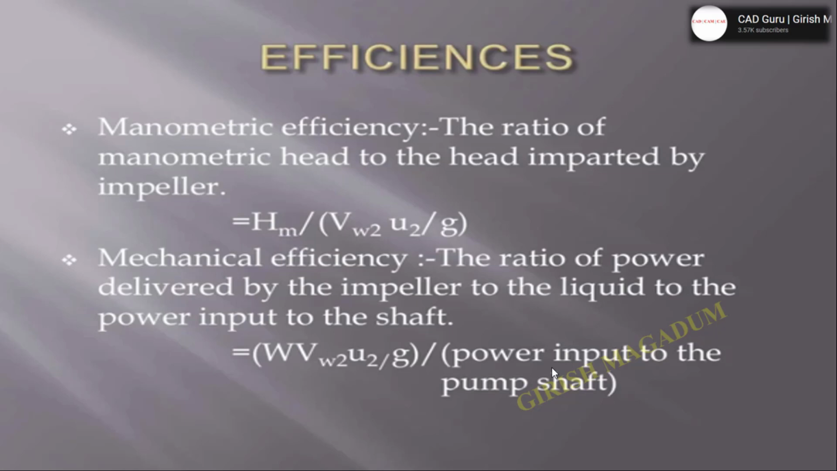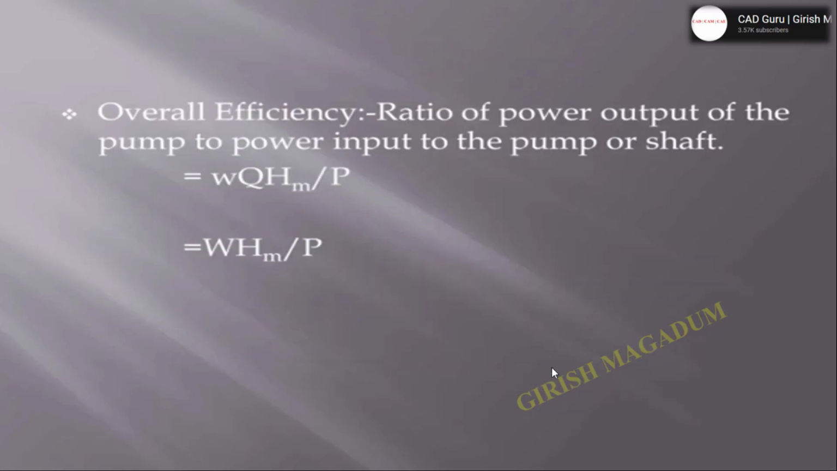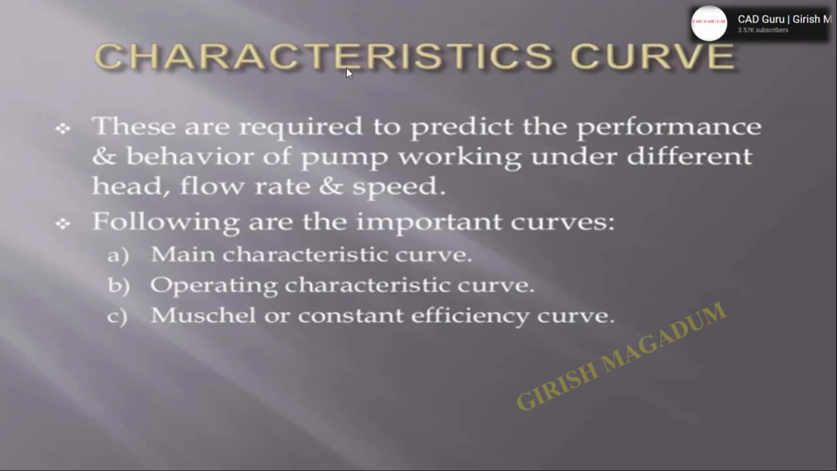So the overall efficiency is the ratio of the power output to the power input. Same formula here. So from this you can find out the overall efficiency of the centrifugal pumps. Okay, there are different characteristic curves.